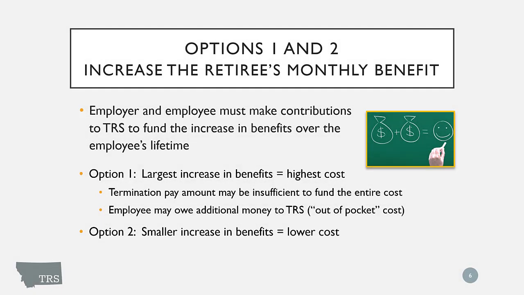Options 1 and 2 increase the retiree's monthly benefit, and the employer and the employee must make contributions to TRS to fund this increase in benefits over the employee's lifetime. Option 1 is going to be the largest increase in benefits, but it comes at the highest cost. The termination pay amount may be insufficient to fund the entire cost, and the employee may owe additional money to TRS as an out-of-pocket expense. Option 2 is a much smaller increase in benefits, and it comes at a much lower cost.